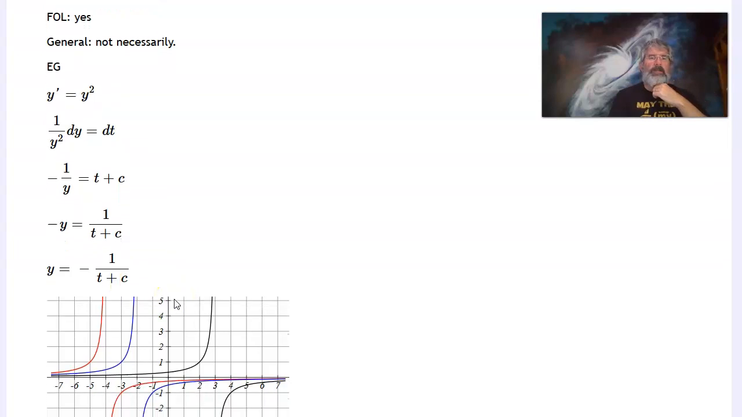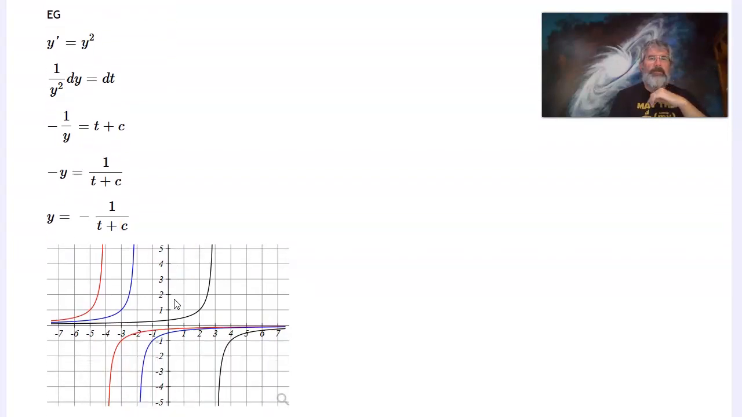This is a whole bunch of things that look like that. So I've got a bunch of solution curves shown here. The red one here is with c equal to 4. The blue one is with c equal to 2, and the black one has c equals -3. And for any value of c you pick, the solution curve will look just like one of these things, just shifted over until you have a vertical asymptote at t equals -c. Okay. So for every value of c, you definitely get a solution.